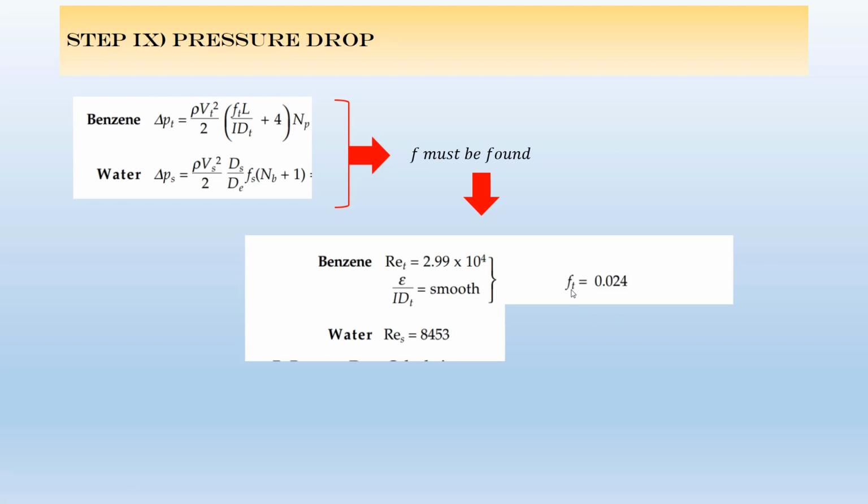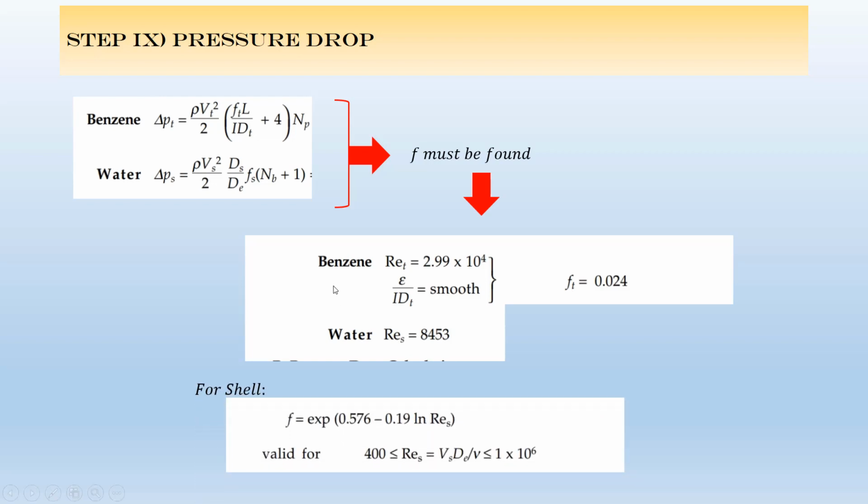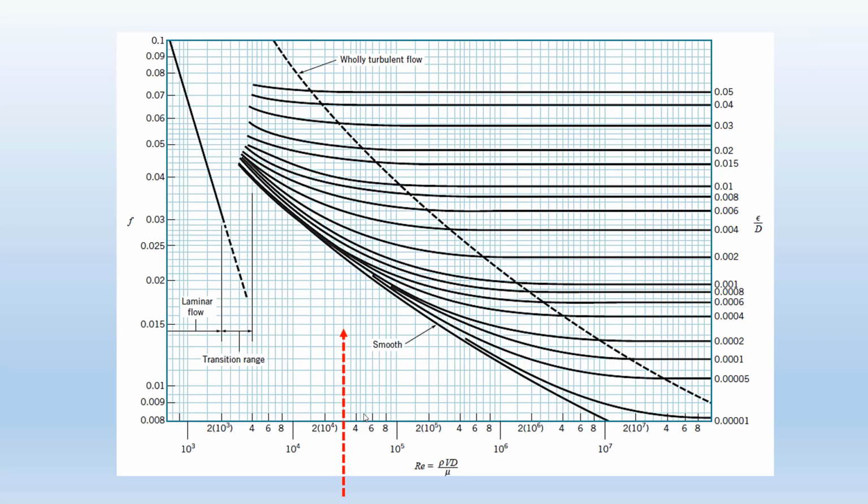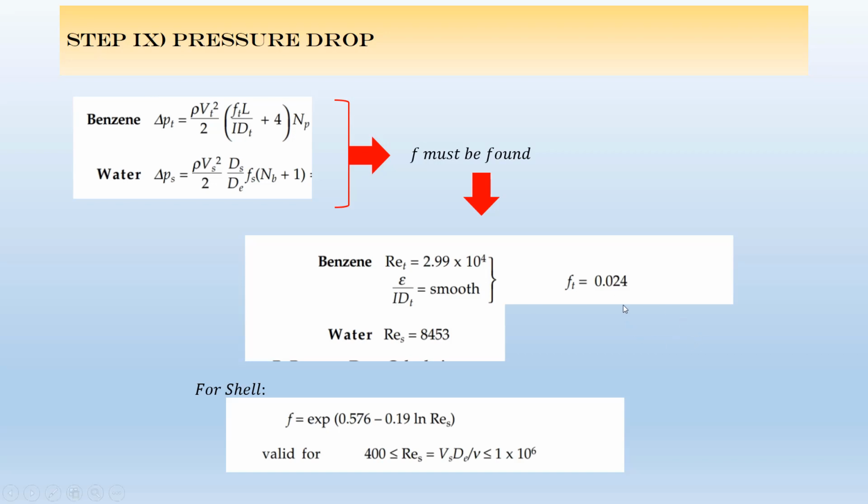So the FT is 0.024. I have the Moody's diagram. We will go over the Moody's diagram to find this. For the shell side, you can use this correlation to find the friction factor in the shell side. So for the tube side, this is almost the Reynolds number 3 times 10 to the 4, and then for the smooth tube, you can find the friction factor. So the value I found is 0.023, but the value by using the correlation is 0.024.